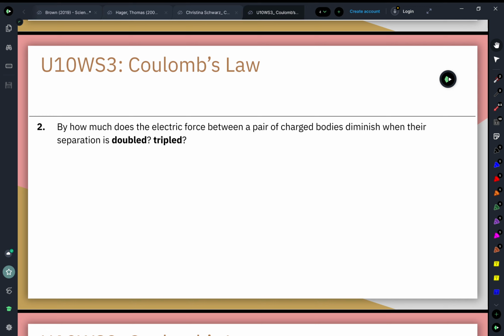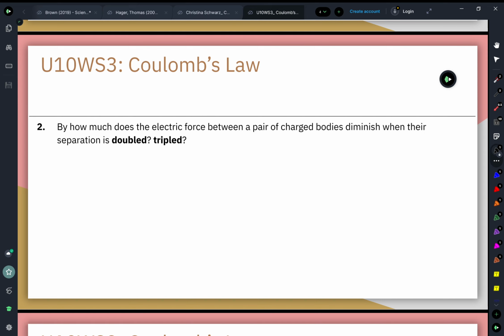Unit 10, Worksheet 3, Coulomb's Law. So problem 2. How much does the electric force between a pair of charged bodies diminish when their separation is doubled and then tripled? So we're going to separate this up into 3 parts.